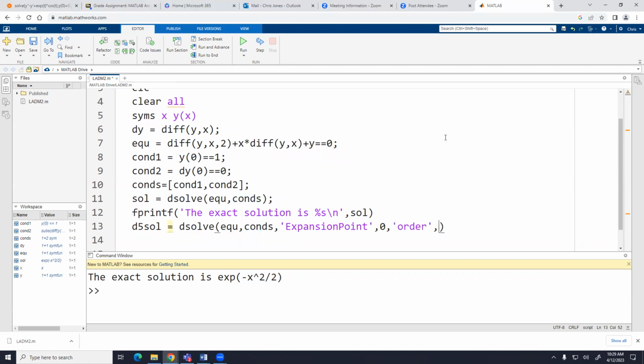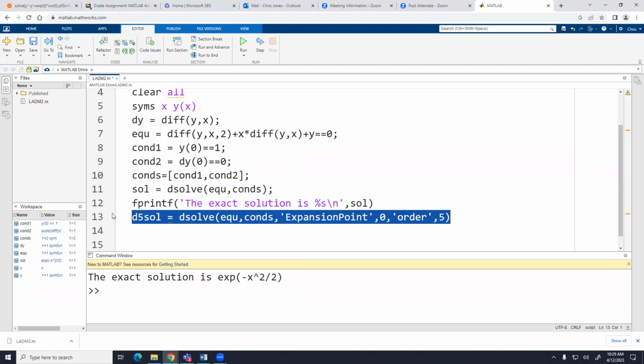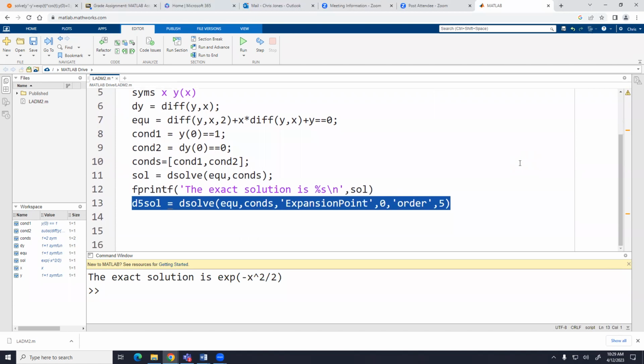comma 5. So this is important right here: I'm solving the differential equation about the point x equals 0, and I'm getting a 5th degree polynomial out of this. Does that make sense, like the order in which this means? Now let me execute this and show you what it does.